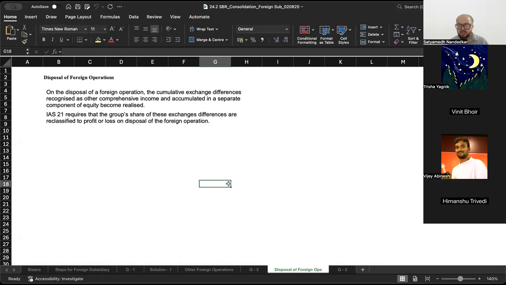So basically what they are saying is whatever gain or loss you had recorded as a part of other comprehensive income, when the subsidiary entity is disposed of, that particular part gets transferred to P&L.